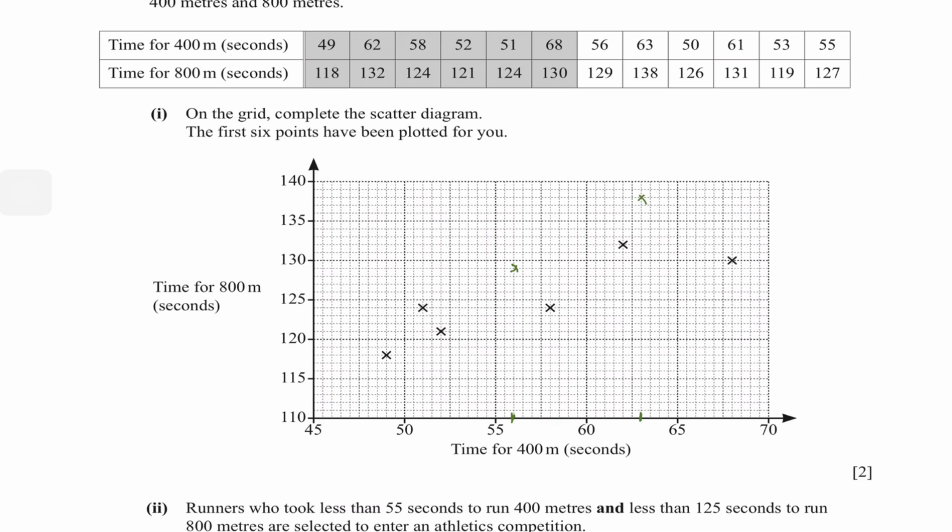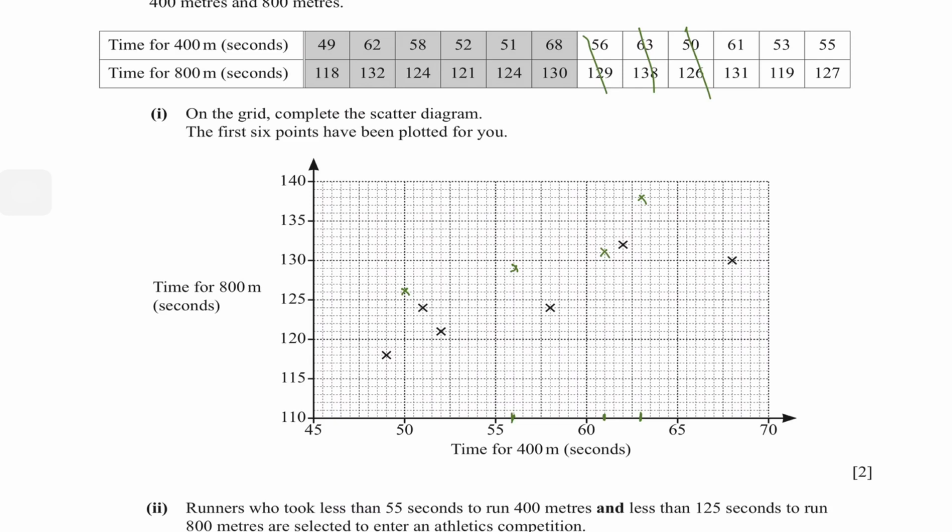Yeah, that's it. And then 50, 126, this should be easy. 50, 126, there you go. And then 60, I should probably keep crossing them out as I plot them. 61, 131. So 61 is going to be here. And then 131 is going to be here.